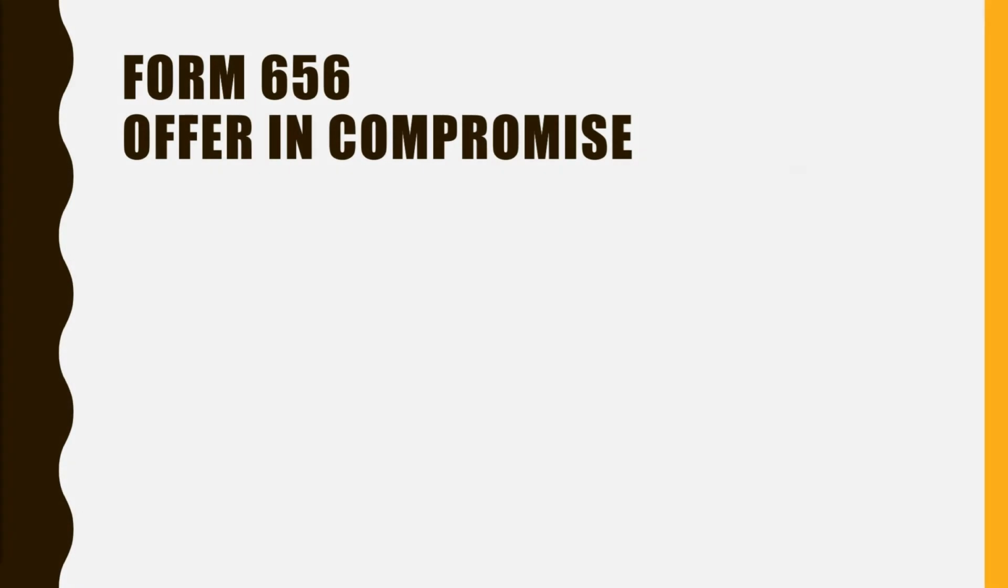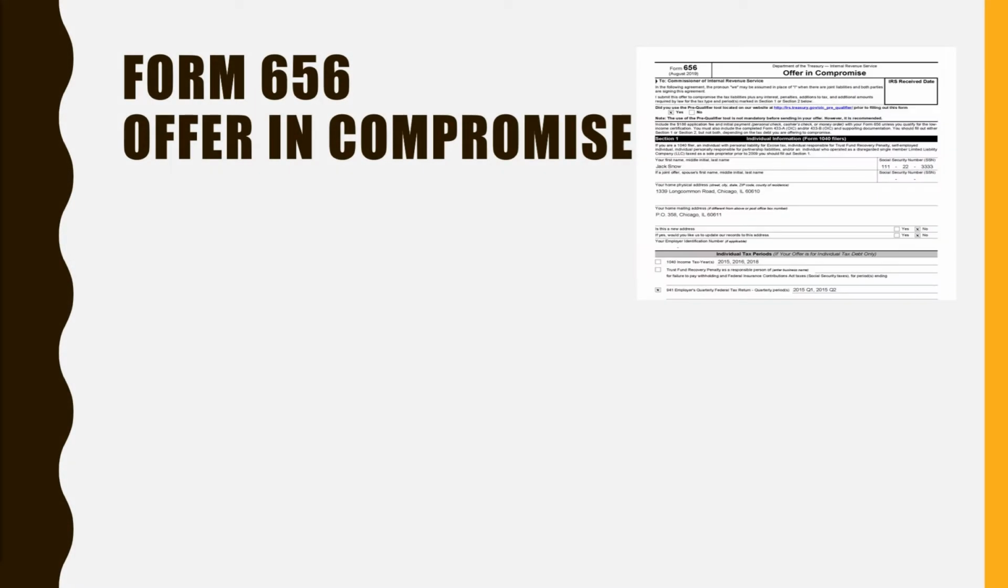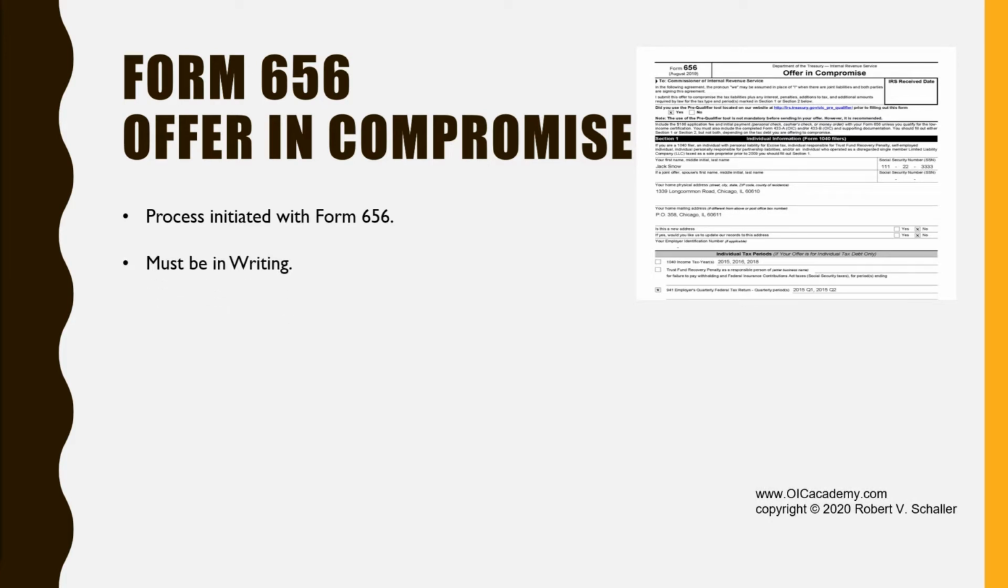Let us explore IRS Form 656, the Offer in Compromise. The Offer in Compromise process is initiated by the taxpayer submitting an offer to the Commissioner of the IRS utilizing Form 656. The compromise offer must be in writing utilizing Form 656. No oral offer is allowed. An offer in compromise is an agreement between a taxpayer and the IRS that settles a tax liability for payment of less than the full amount owed.